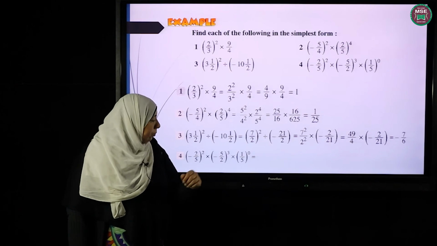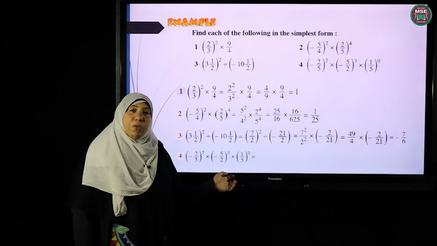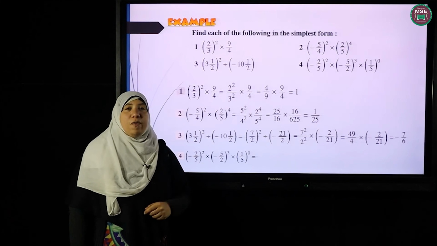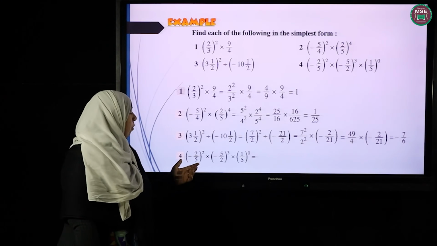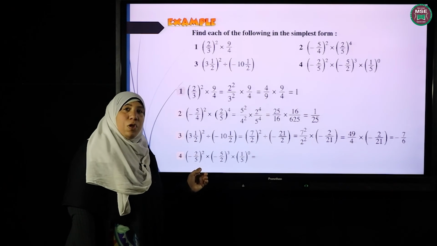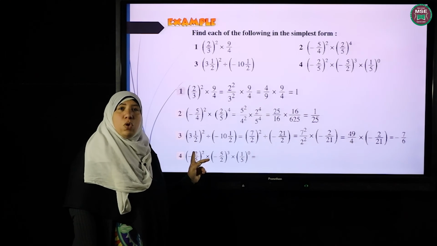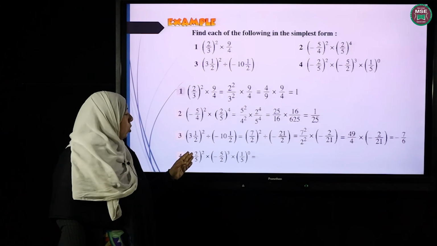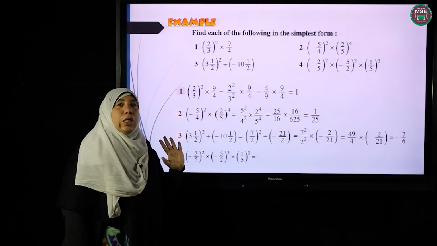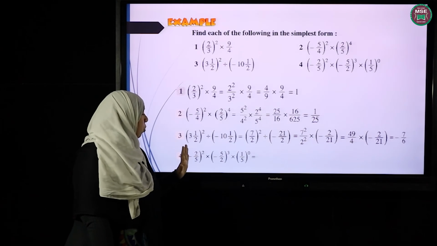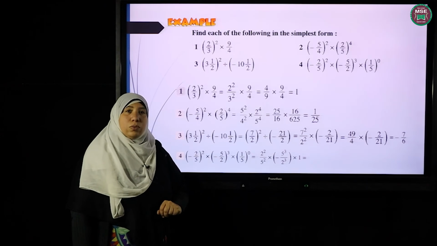Go to number 4. Negative 2 over 5 power 2 times negative 5 over 2 power 3 times 1 over 5 power 0. First, one by one. Negative 2 over 5, it's a negative number. So I will go to the power 2. Is 2 an even or odd number? It's an even number. So the even power removes the negative. It will vanish. So 2 over 5 power 2 will be 2 power 2 over 5 power 2.